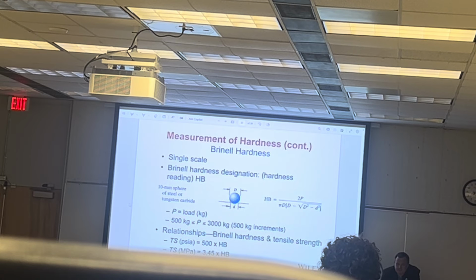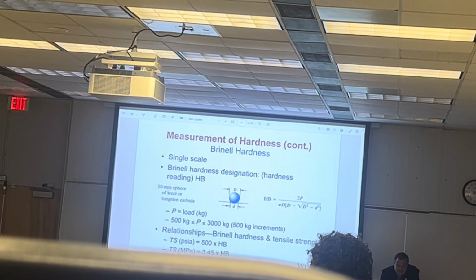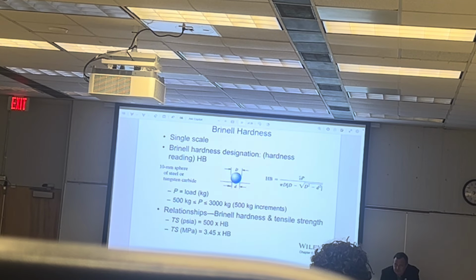Another scale is Brinell hardness, and this one has a single scale, and it's denoted by HB, hardness Brinell. And it's a 10 millimeter sphere, either made from steel or tungsten carbide. And the load is between 0.5 ton to 3 tons in 0.5 ton increments. And this is the equation for the hardness: 2P divided by pi D times D minus the square root of D squared minus d squared, where D is the diameter of the ball, which is 10 millimeters, and d is the diameter of the impression that we're making.